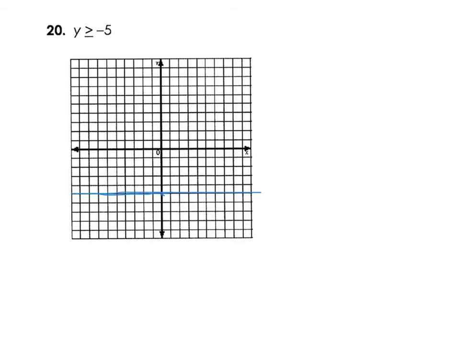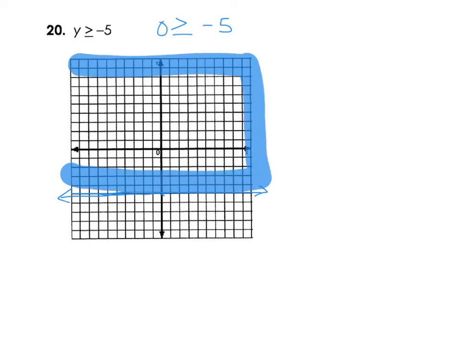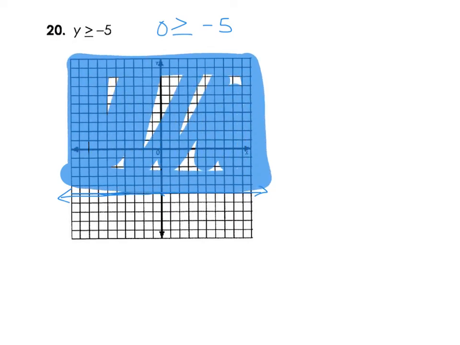Then I'm going to check a y value. I'm going to check a y value of 0 because it's the easiest to do. So my y value of 0 means that I put 0 in for y. Is 0 greater than or equal to negative 5? And the answer is yes. 0 is greater than any negative number, and certainly negative 5. So I would shade the part that has the 0 in it. And that's how I would do 20.